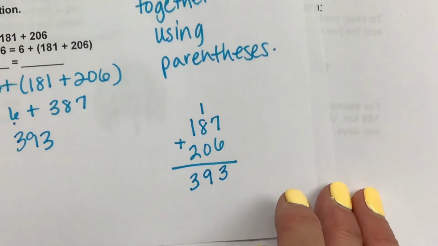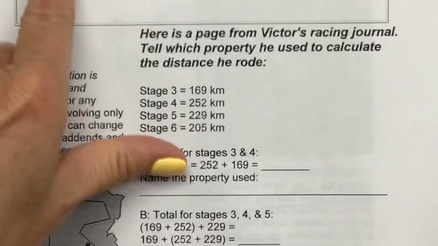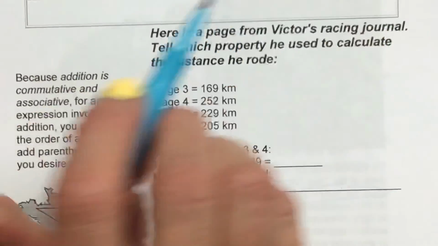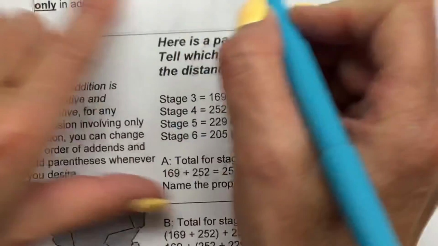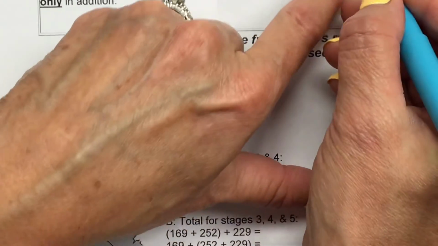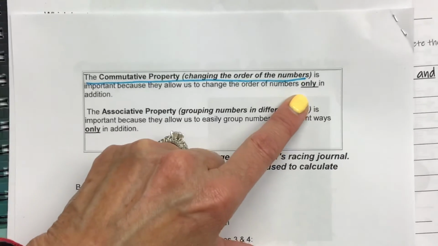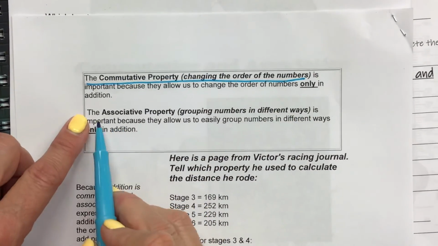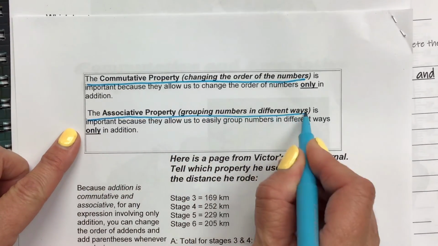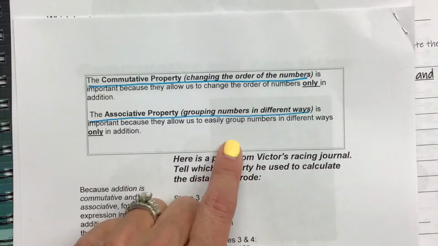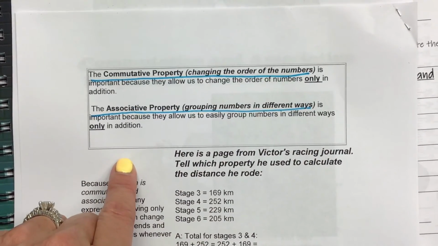Okay? There's one more. Everybody turn to the back. The commutative property, or changing the order of the numbers, is important because it allows us to change the numbers only in addition. It doesn't work in subtraction. The associative property, or grouping numbers in different ways, is important because it allows us to easily group numbers in different ways only in addition. It doesn't work in subtraction.